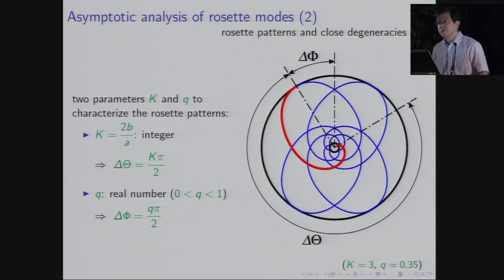And these two parameters have clear geometrical meanings, which I explain here. The first parameter, k, is an integer, and it is related to delta theta, defined by this relation, and it means this angle. On the other hand, a real parameter q is related to another angle, delta phi, which is related to this angle. So the relation is very geometrically understandable.